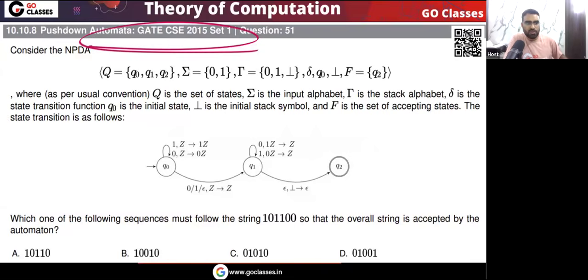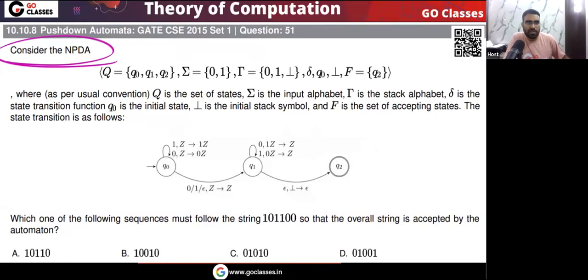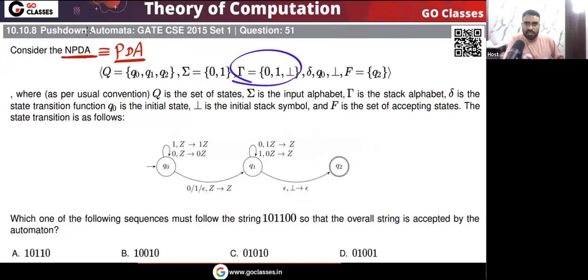Now let's move on. Let's solve this GATE 2015 question on pushdown automata. Consider a non-deterministic pushdown automaton. I told you that NPDA is the same as PDA, because by default a PDA is non-deterministic. So PDA and NPDA both are the same. There are three states, Q0, Q1, Q2, and the input alphabet is 0, 1. The stack alphabet is 0, 1, and a bottom symbol.